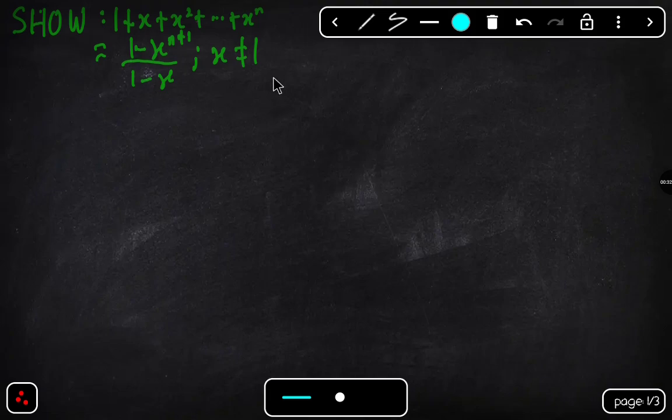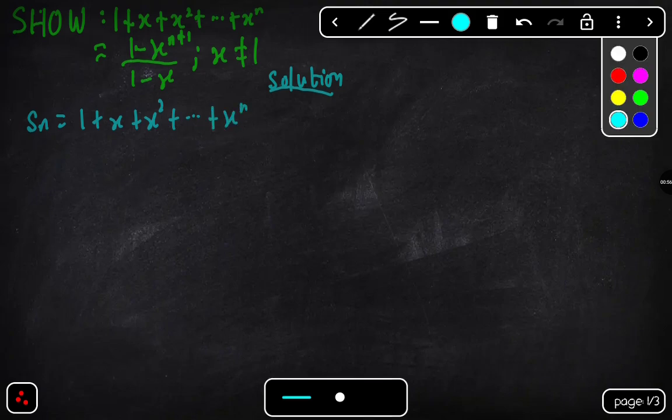So let's dive into the solution. How do we solve this beautiful problem? Now this is what we are going to do. We are going to let Sn be equal to the summation of this geometric sequence, that is 1 plus x plus x squared plus dot dot dot plus x raised to the power of n.